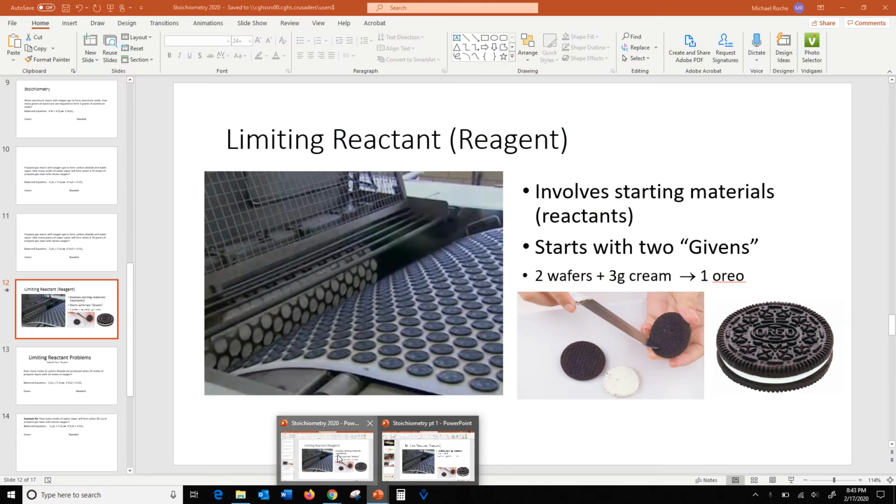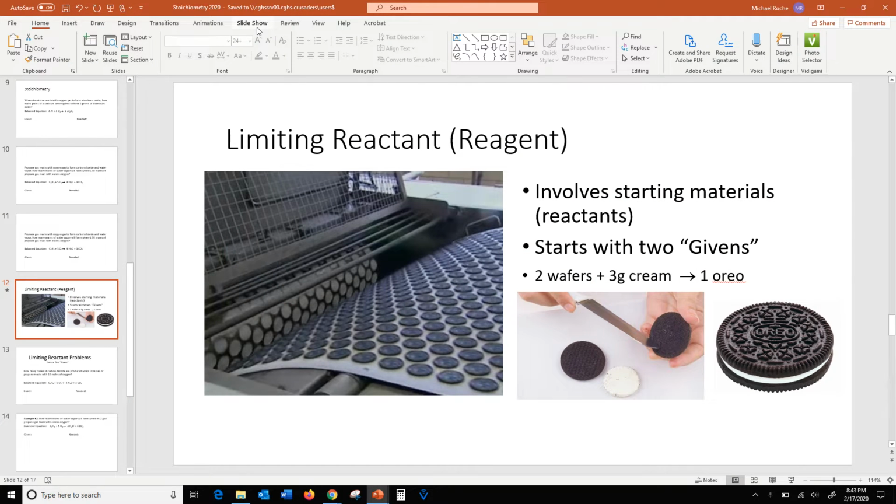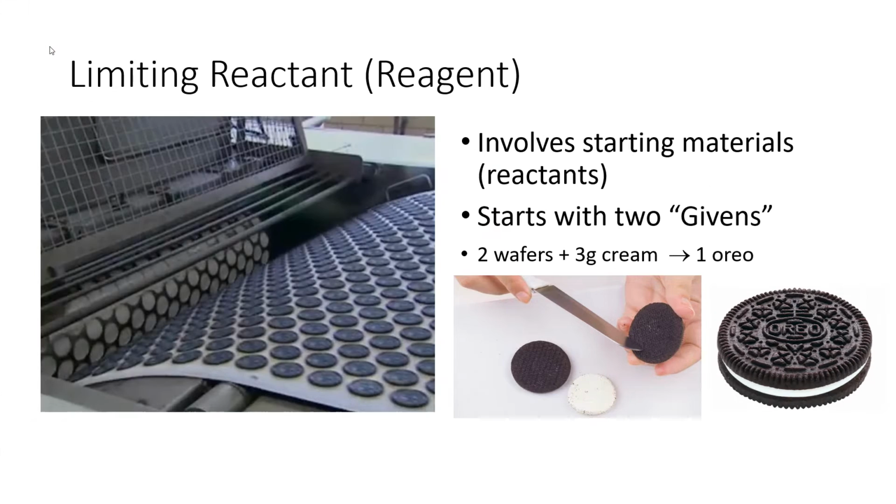All right, so let's discuss limiting reactants and reagents. I will go back and forth. I guess limiting reactant is probably the better thing. What this does is, and we did this a bunch in class, where we talked about how you run out of something. It'll involve starting materials, which are also known as reactants. There will always be two givens.